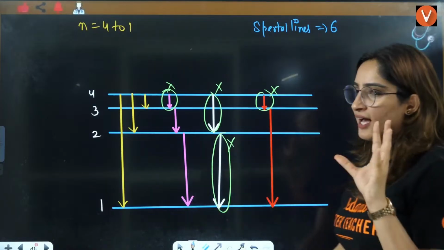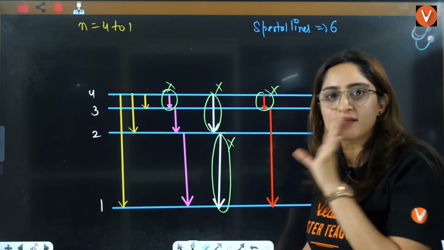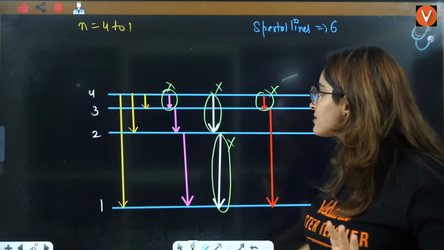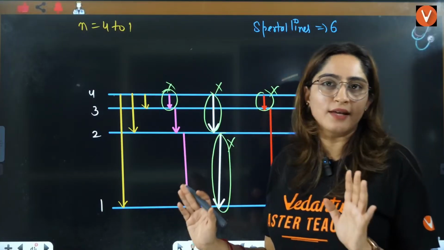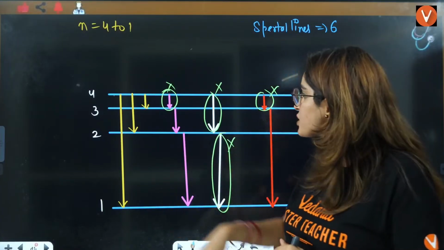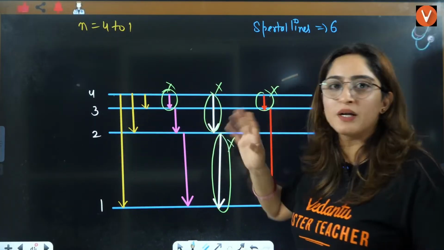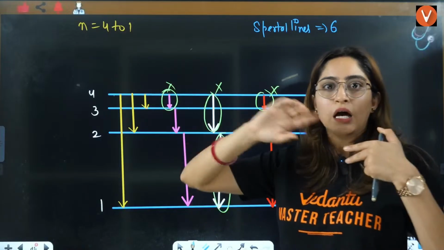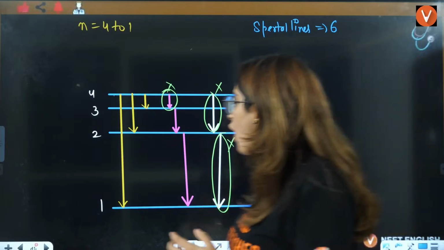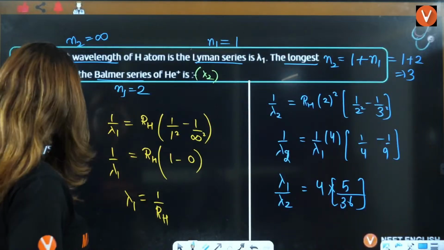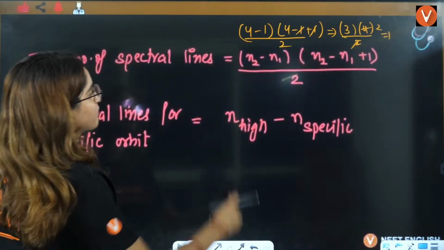So that's why I just told you this, because I wanted to tell you that this is difficult to do. It's like permutations and combinations. Easily you can make mistakes here, because sometimes we tend to forget things. You can't list every possibility, especially if there is a large number of spectral lines. So for that, we have this direct relation, that is n2 minus n1, into n2 minus n1 plus 1, by 2.